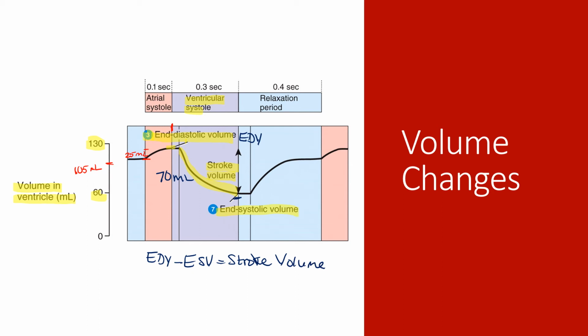So at rest, the stroke volume is often going to be around 70 milliliters. That's going to be at rest, and it's going to change whether you're exercising or not.